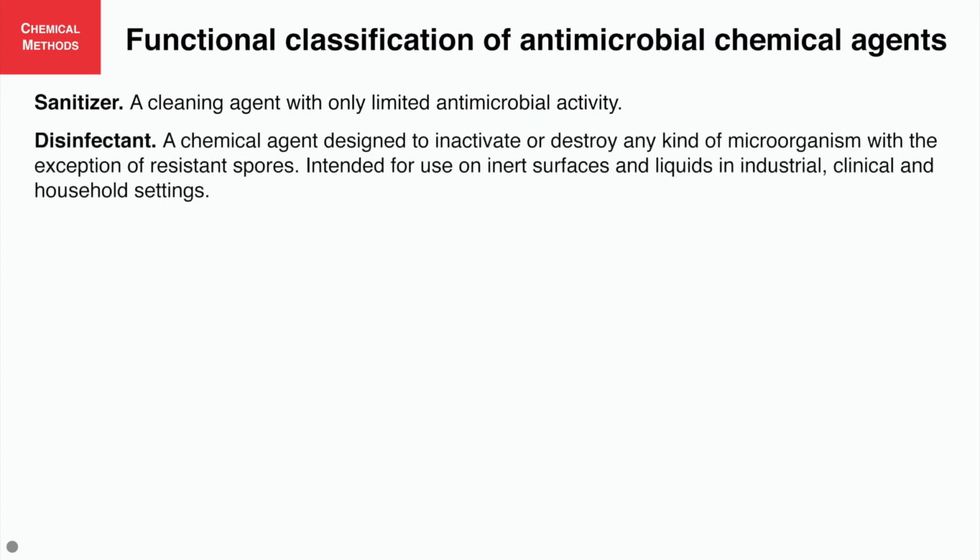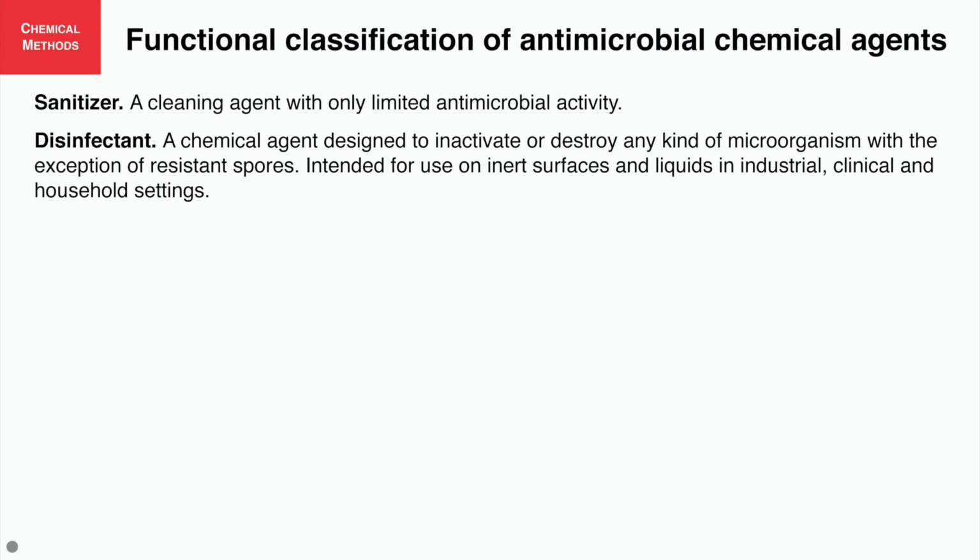The last group of control methods to be discussed in this presentation are the chemical methods. Chemical agents that are used in the control of microorganisms can be divided into a number of functional categories depending on how they are used. Sanitizers are chemical agents primarily used for cleaning that also have moderate antimicrobial activity. Disinfectants are chemical agents able to kill vegetative cells of microorganisms but are less efficient at killing microbial spores.